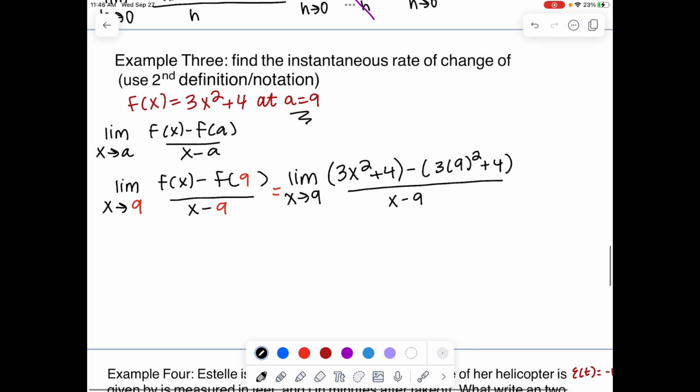So the limit as x approaches 9, I'm going to clean some of this stuff up. So I'm going to drop the parentheses because I don't really need them. And then I'm going to simplify what's inside these parentheses. So 9 squared is 81. 3 times 81 is 243. And then 243 plus 4 is 247.